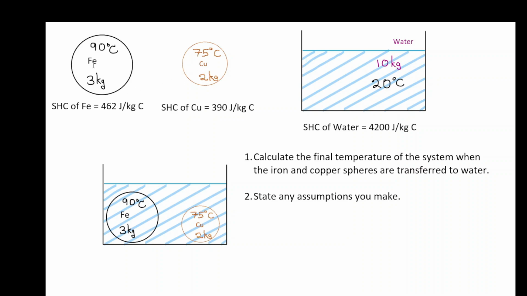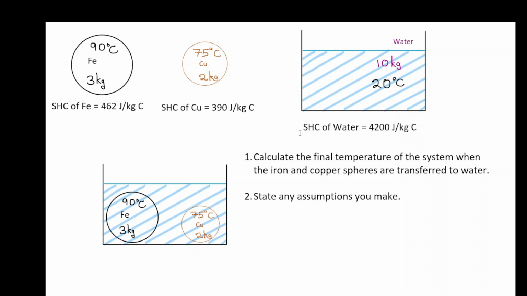One is made of iron, which is at 90 degrees Celsius, and the mass is 3 kilograms. Specific heat capacity of iron is given. Then we have a sphere of copper, temperature 75, mass is 2 kilograms, and the specific heat capacity is given as 390. Then you have a container of water. You have 10 kilograms of water at 20 degrees Celsius. Specific heat capacity of water is 4,200 joules per kilogram degree Celsius as usual.